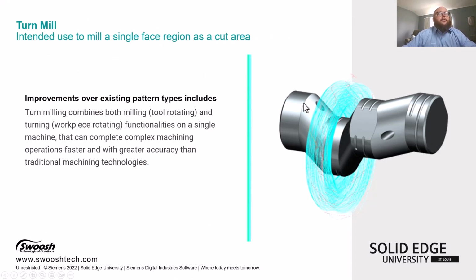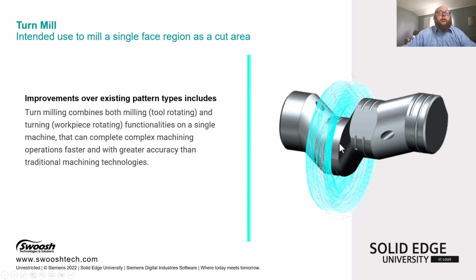All right, that brings us up to turn mill. So this is a new turn mill operation. It's part of the rotary category of operations inside of Solid Edge CAM Pro. And this is intended to use a milling tool while cutting in a rotary motion. So this is going to be common on, say, a 4-axis machine. Maybe you have a 3-axis vertical with a 4th axis rotary mounted on there, or a mill turn machine. Again, that is really the core functionality of this.